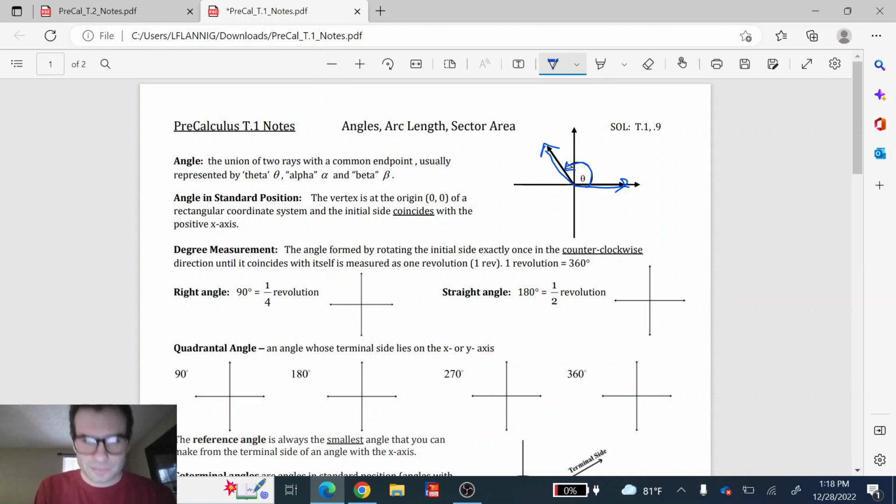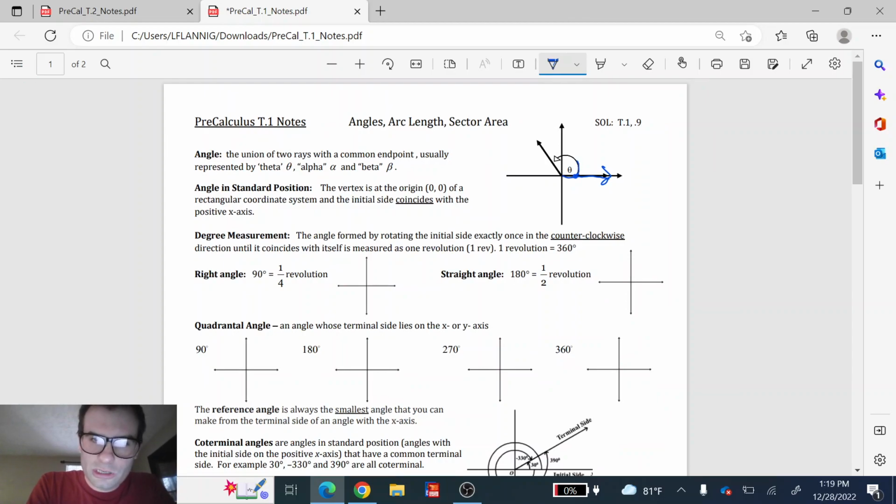Angle in standard position. Most angles you'll see look like this, at least in this class, where the vertex is at the origin of a rectangular coordinate system, and the initial side coincides with the positive x-axis. You'll see something that looks like this, where you have the right-hand side on the x-axis. Then you have degree measurement. It's always measured counterclockwise, so a positive degree measurement always goes from this position and moves leftwards. You could also have a negative degree measurement, and then it goes clockwise, the opposite direction.